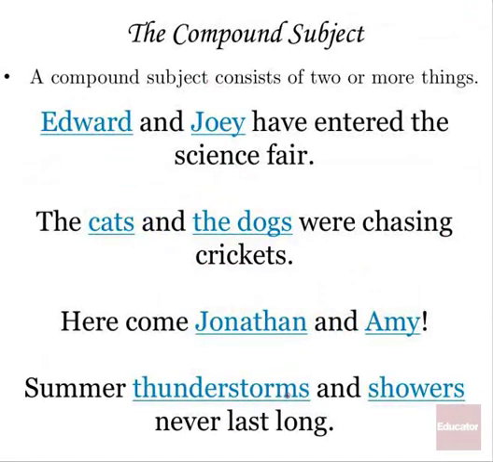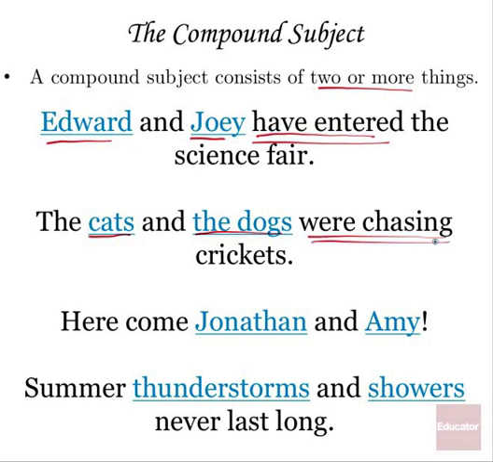Now, a compound subject has two or more things both performing the action, or all performing the action. So, instead of Edward has entered the science fair, Edward and Joey have entered the science fair. Note that a compound subject takes a plural verb because both Edward and Joey are performing the action. The cats and the dogs were chasing crickets. Again, we have a compound subject, so it takes a plural verb.